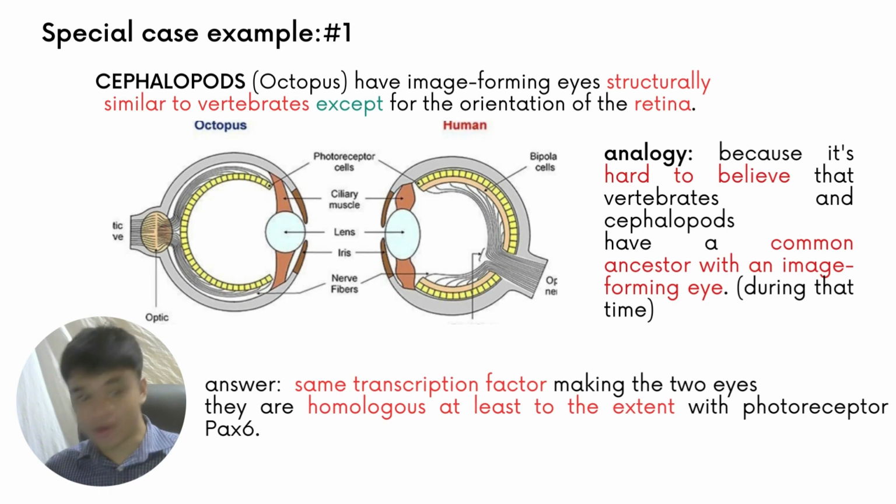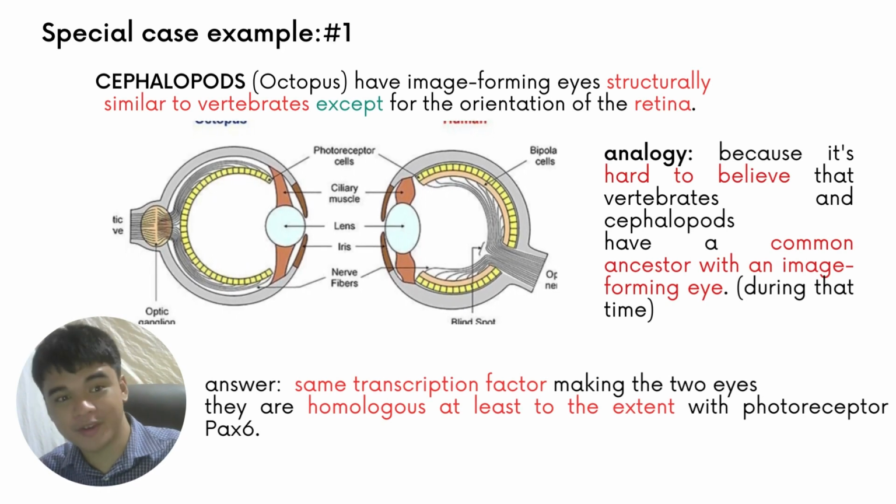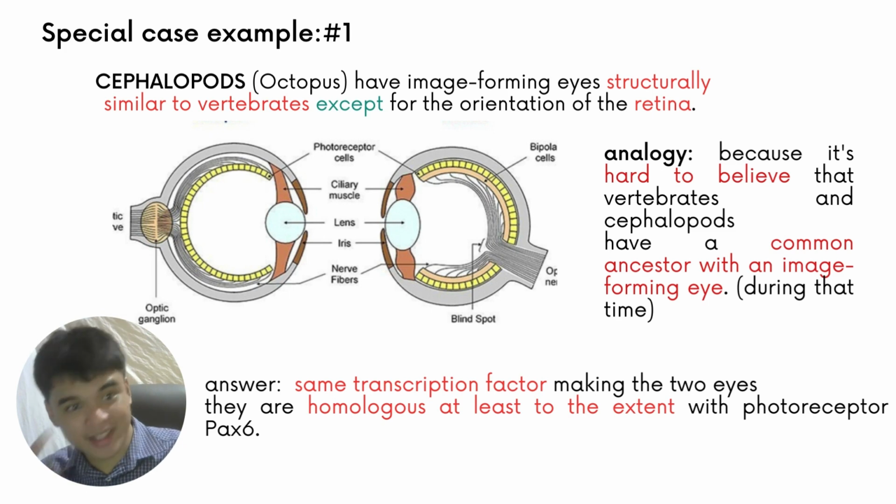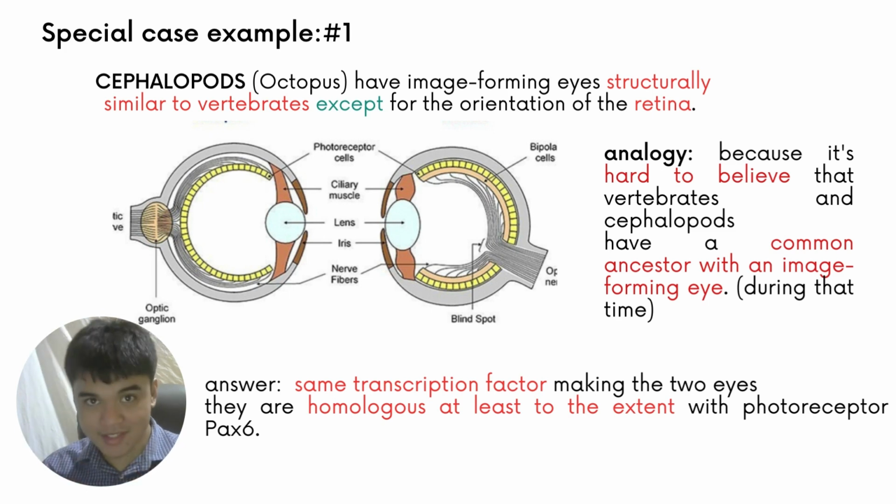And now for special case 1 of 2. So here's cephalopods, your very favorite octopus. It's structurally similar to the vertebrate eye. That's one of the things. The difference is the retina is backwards. For us humans, the retina is at the back, while for the octopus, the retina is in the front. They also don't have a blind spot because of that.